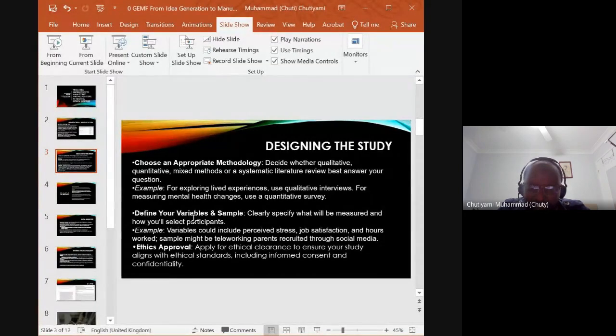So, and then define your variables. Always, when you come up with a research, ask yourself, what exactly am I trying to find? Which outcome am I interested in? So make it very, very clear. And this is just an example.